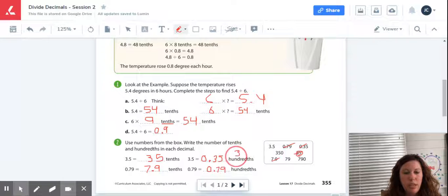So it'd be 35 hundredths. And then this is what it looks like in decimal form. And then this is 79 hundredths, which is what it looks like in decimal form. Did I do that right? No, 350. I did that one wrong. It's 350.